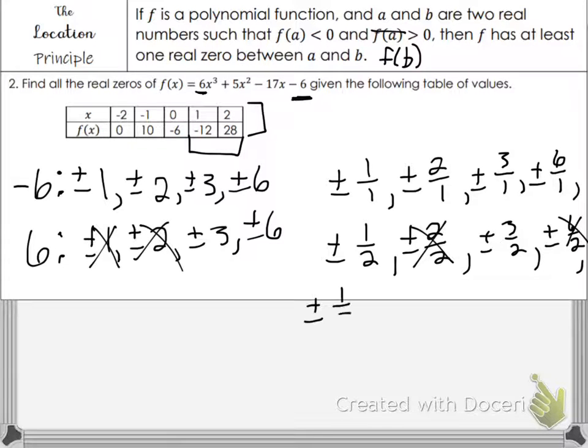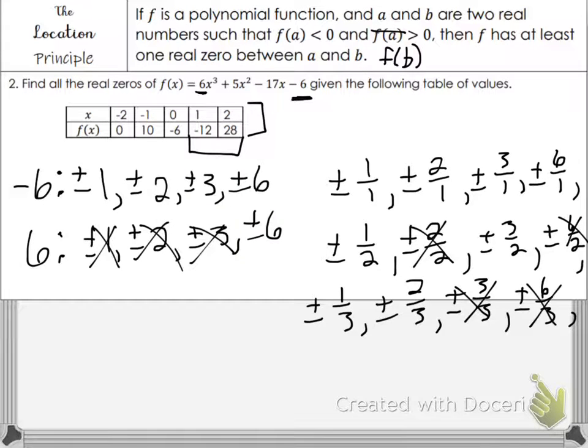Plus or minus 1 over 3. Plus or minus 2 over 3. Plus or minus 3 over 3. Do I already have 3 over 3? Yeah, that's 1. Plus or minus 6 over 3. Do I already have that? Yeah, that's 2. So I put them all over 3.